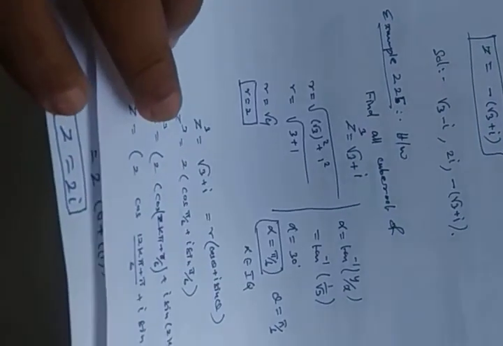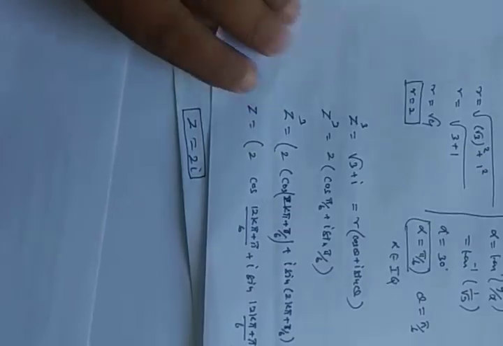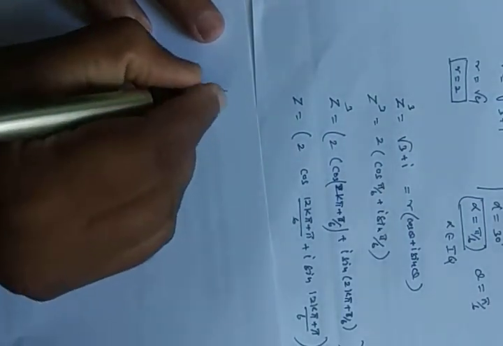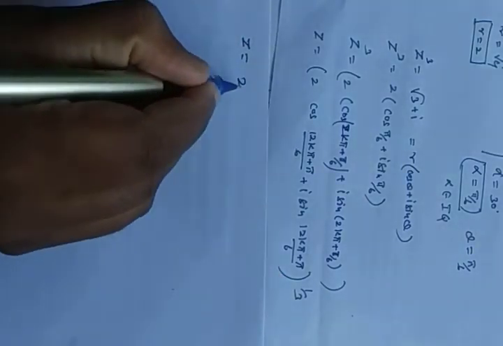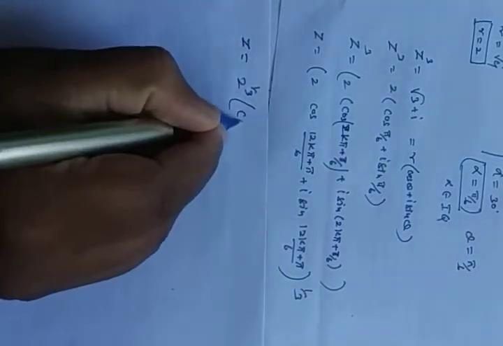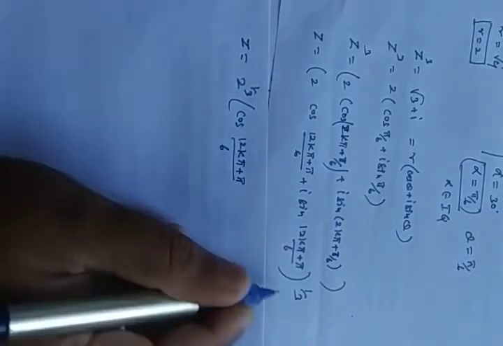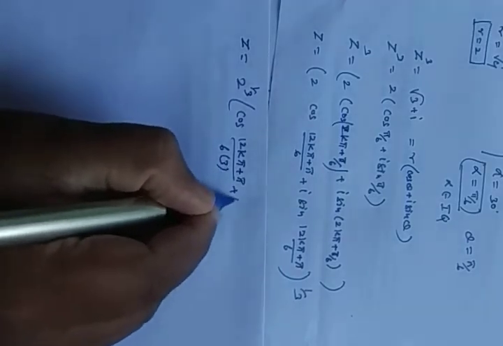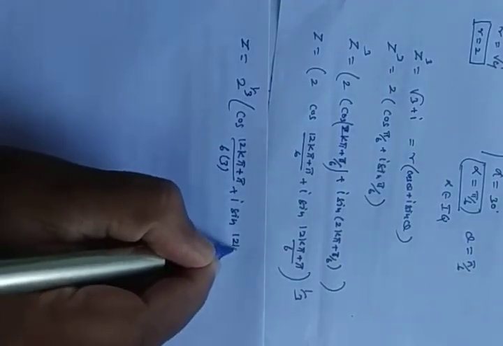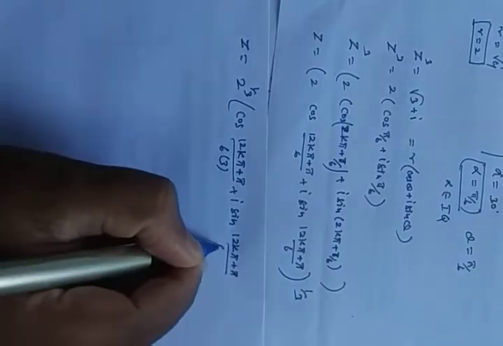I'm taking a fresh page here. Just a minute. Okay. Now you can see, the whole cube. So therefore that value will come here. The z value we are getting here: z equals, you are taking the entire thing as a power 1/3. So it will become 2^(1/3). Here inside what will come? cos (12kπ + π/6) divided by 3, plus i sin, again (12kπ + π/6) divided by 3 will come.